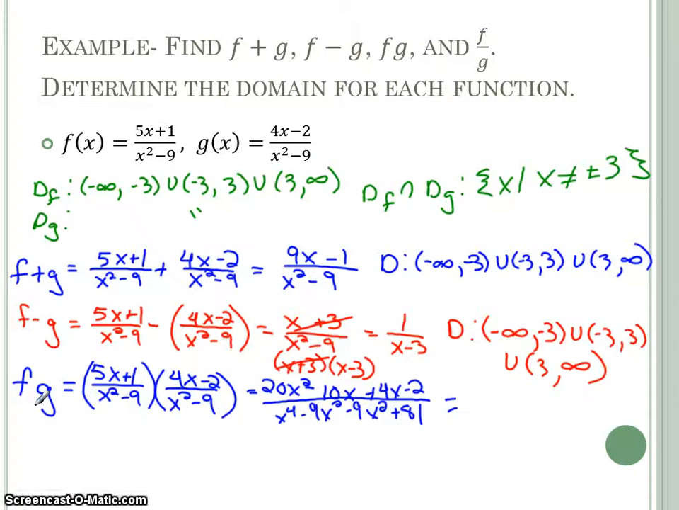Alright, so yeah, now if we combine those like terms, we can take our negative 10x and combine it with 4x. So I have 20x squared minus 6x, and we still got a minus 2 over, and we can combine those x squareds in our denominator. So x to the fourth minus 18x squared plus 81. Alright, can we simplify that at all?